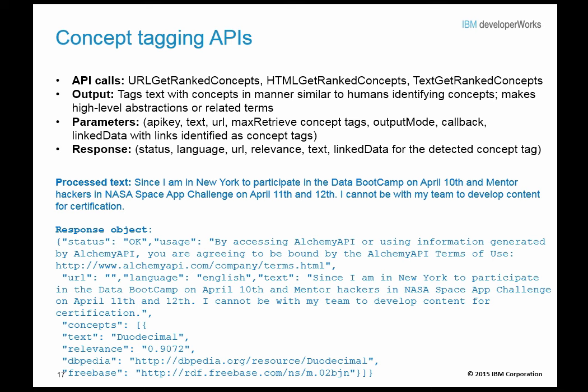Alchemy API automatically tags HTML, text, or web-based content in a manner similar to human-based tagging. The Concept Tagging API is capable of abstracting, understanding how concepts relate, and tagging accordingly. For example, "my favorite brands are BMW, Ferrari, and Porsche." The concept tagged is automotive industry. The API endpoints are URL getRankedConcepts, HTML getRankedConcepts, and text getRankedConcepts. Extracted metadata may be returned in XML, JSON, RDF, and microformats.